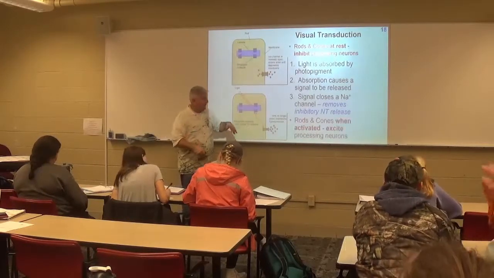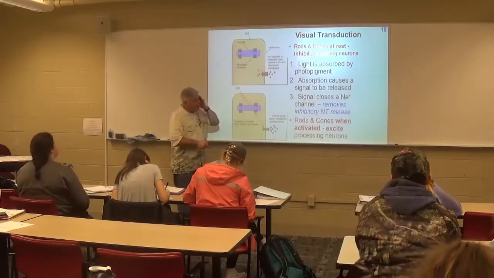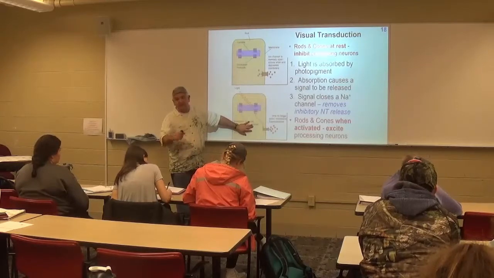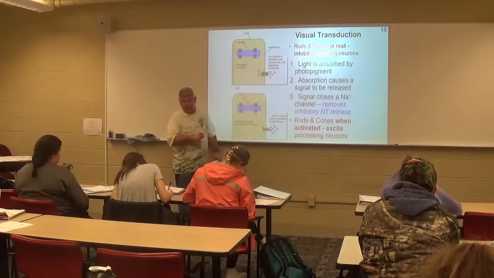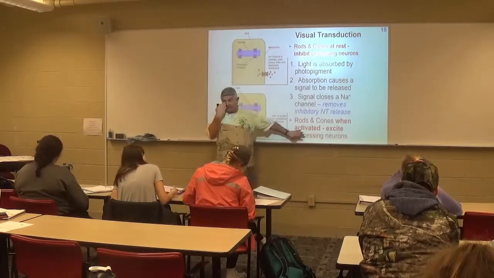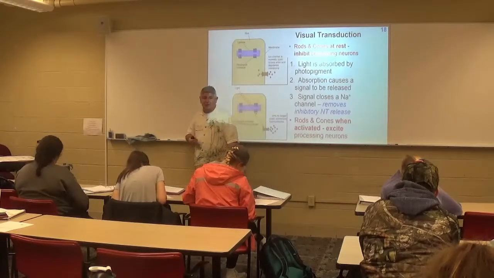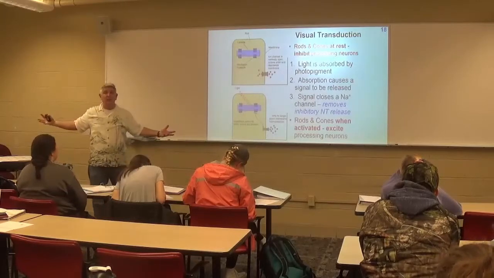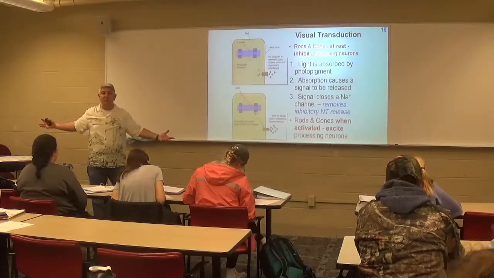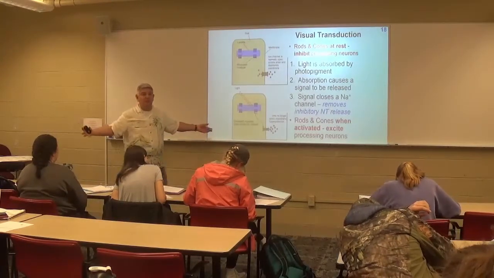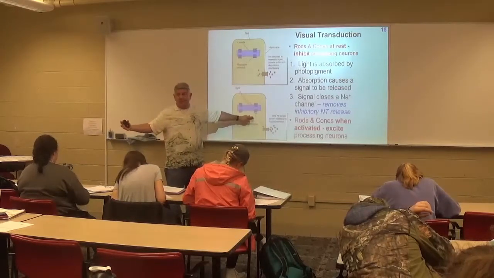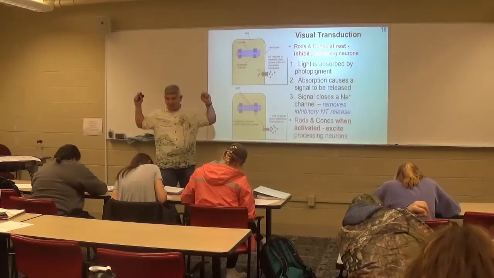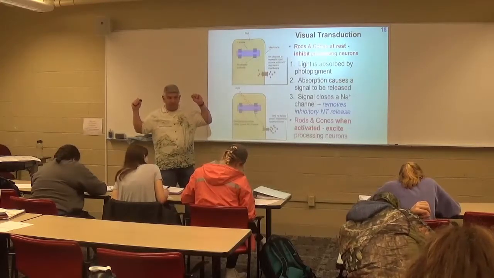Okay? And so that's when rods and cones are activated, they stop inhibiting, and that allows those processing cells to send action potentials to the brain. We call this whole process removal of inhibition. Removal of inhibition. When we remove the inhibition because light was present, action potentials go to the brain and we see.